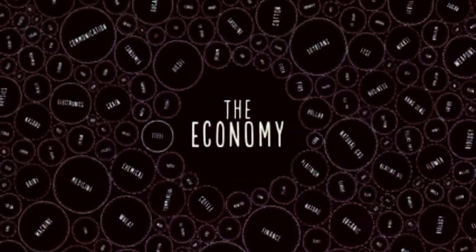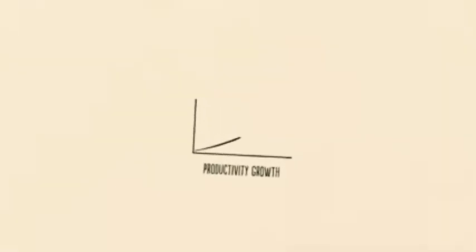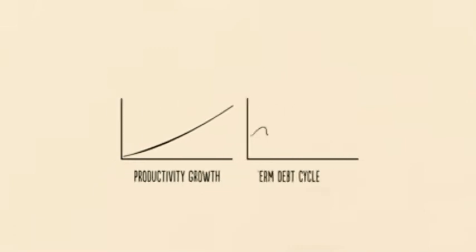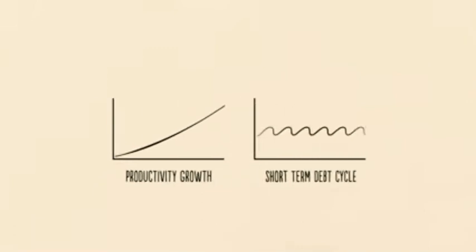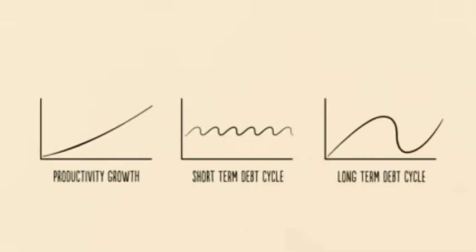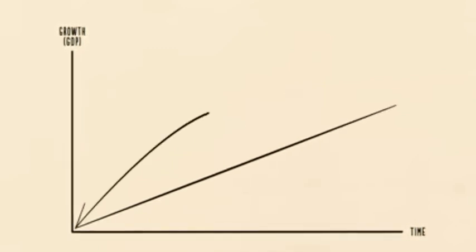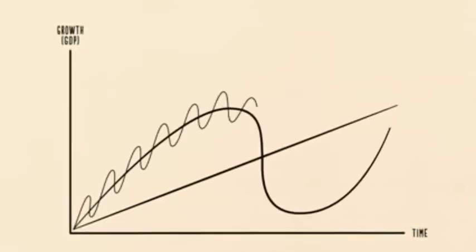And they create three main forces that drive the economy. Number one, productivity growth. Number two, the short-term debt cycle. And number three, the long-term debt cycle. We'll look at these three forces and how laying them on top of each other creates a good template for tracking economic movements and figuring out what's happening now.